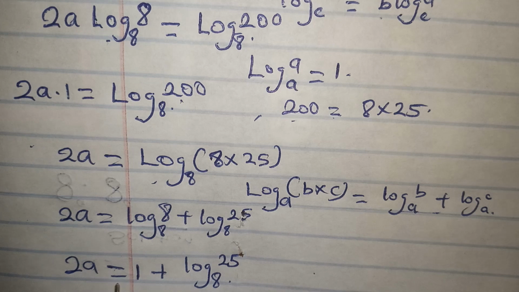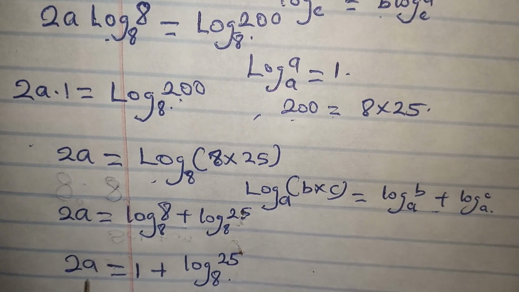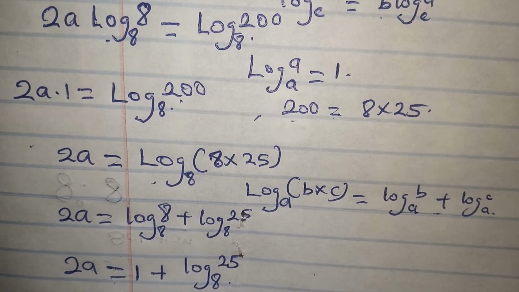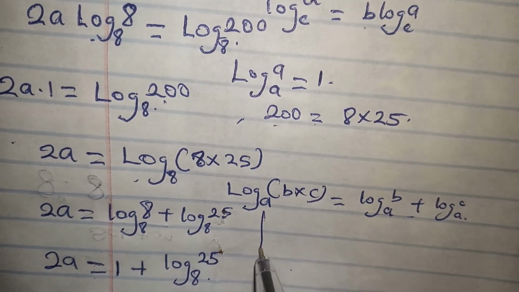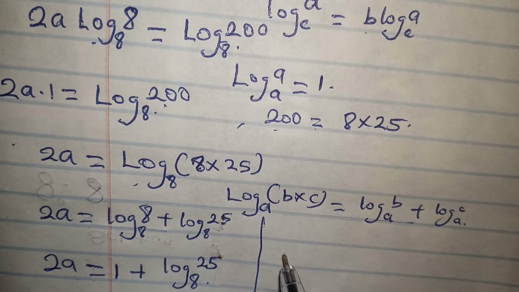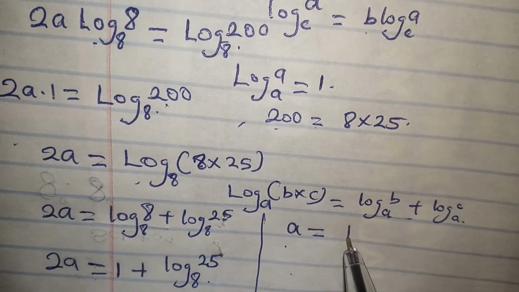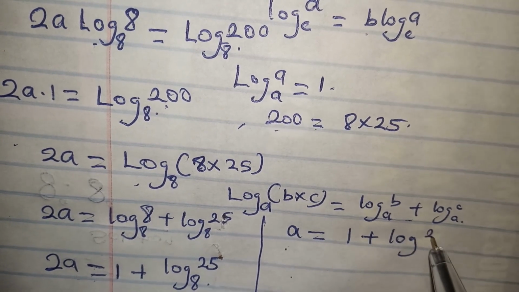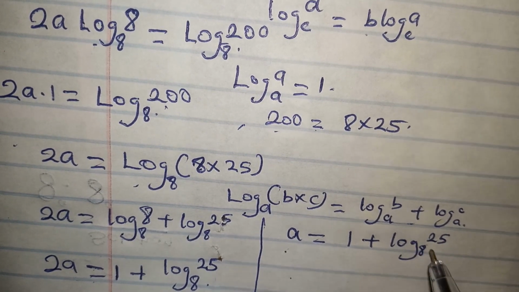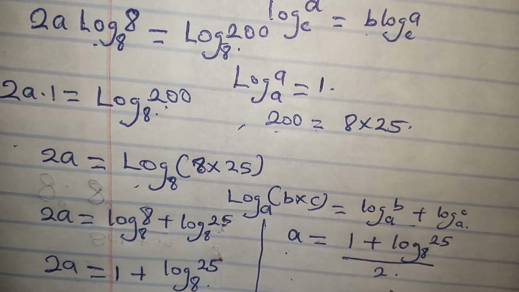So for us to look for a, we can divide both sides by 2. So if we divide both sides by 2, therefore our a is now equals to 1 plus log 25 to base 8, all divided by 2.